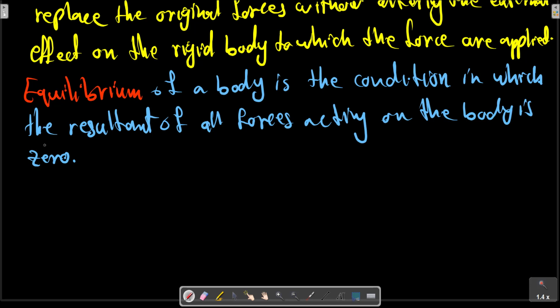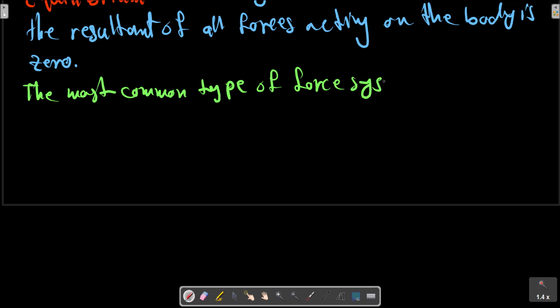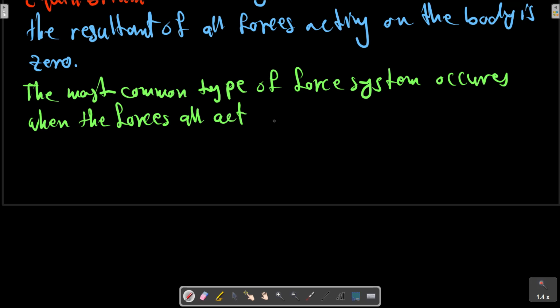The most common type of force system occurs when the forces all act in a single plane, say the xy plane.